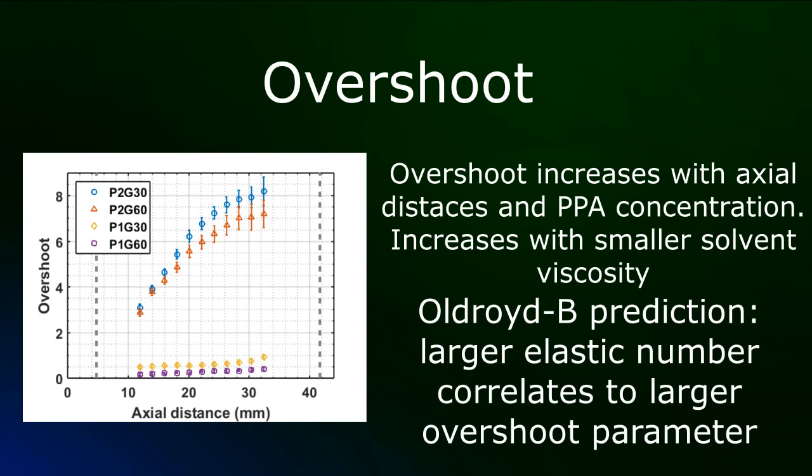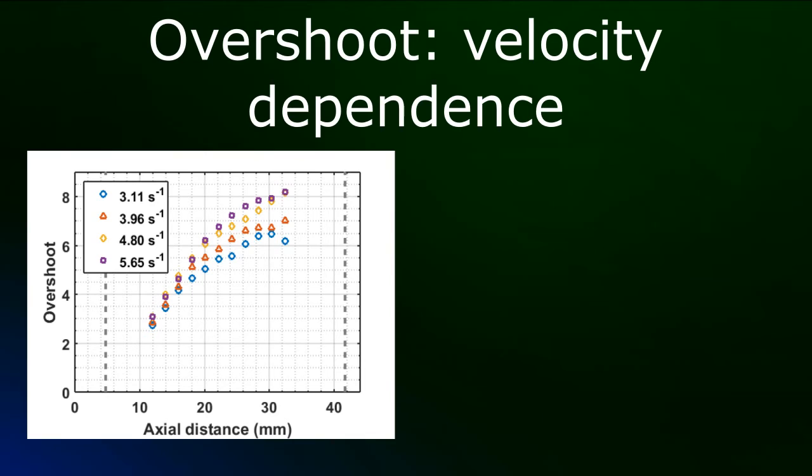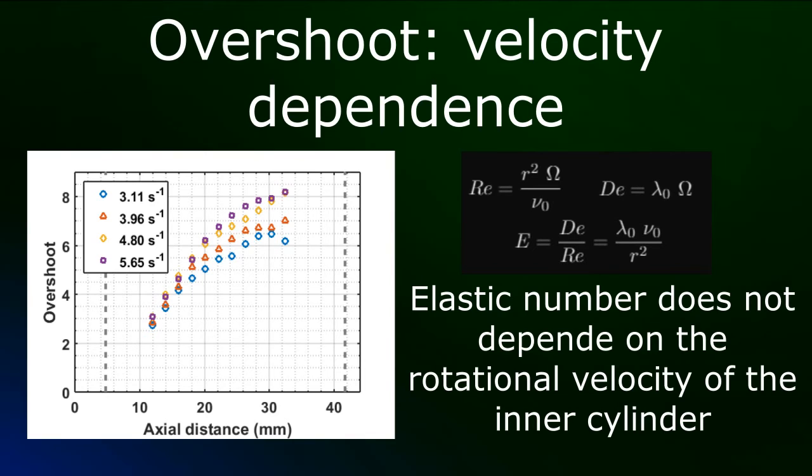The simulations we performed with the Oldroyd-B model predicted that the overshoot increases with larger elastic numbers. In the figure, you can see that the overshoot is larger for the P2G30 solution, despite it having a smaller elastic number. Then, for a single sample, we studied the overshoot dependence on the rotational velocity of the inner cylinder.